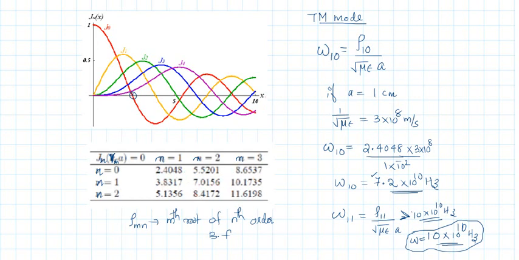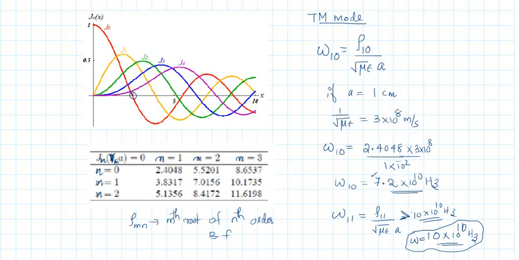So consider TM mode. What is the lowest possible cutoff frequency? The lowest possible one is this 2.40, and that is for the zeroth order, first root, first zero. So for mn, m is 1 and n is 0. Omega 10 is the lowest cutoff frequency, that is rho 10 by root mu epsilon into a. Consider a typical waveguide of radius 1 centimeter. If the inside medium of the waveguide is air, then 1 by root mu epsilon is the velocity of light in vacuum, 3 into 10 raised to 8.